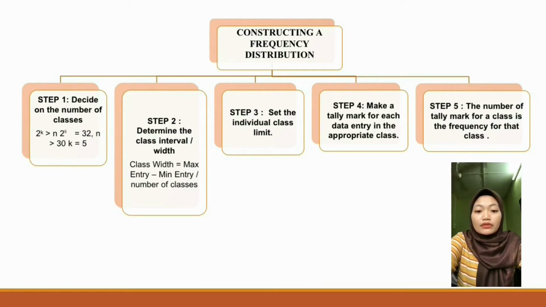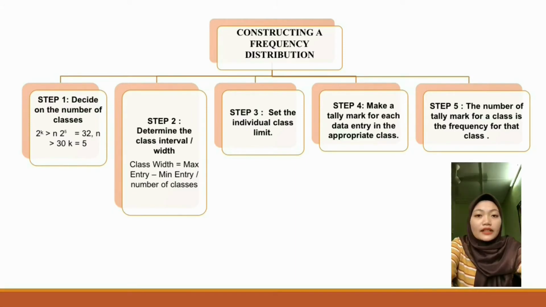Next, step number 4, make a tally mark for each data entry in the appropriate class. Alright, for the last step, the number of tally marks for a class is the frequency for that class. To get relative frequency, we must use the formula: relative frequency equals class frequency divided by sample size. To get cumulative frequency, the first frequency must be added to the second frequency and follow until class number 5.